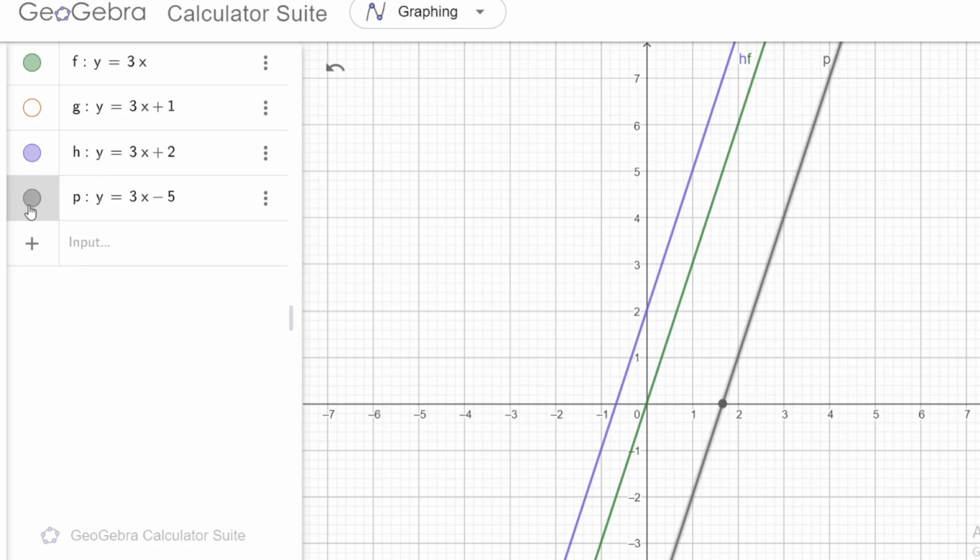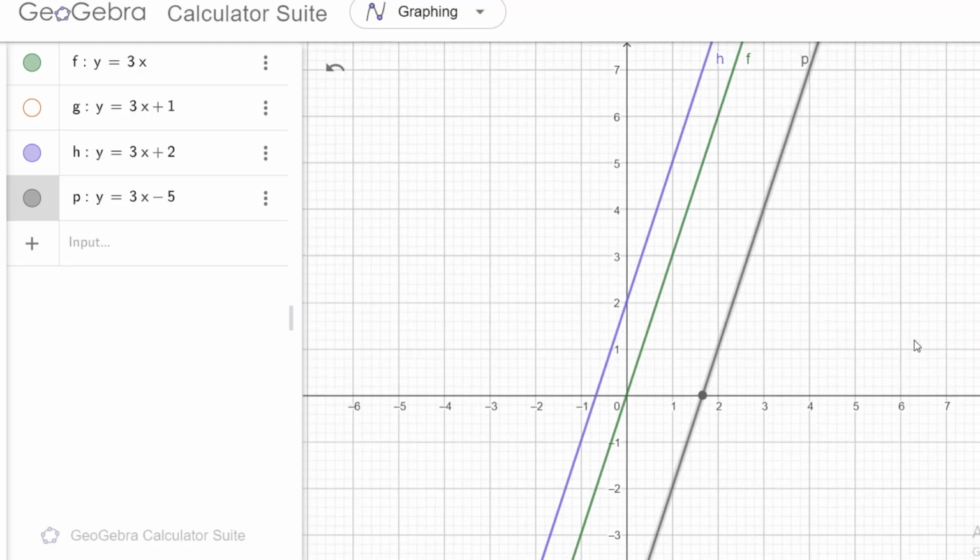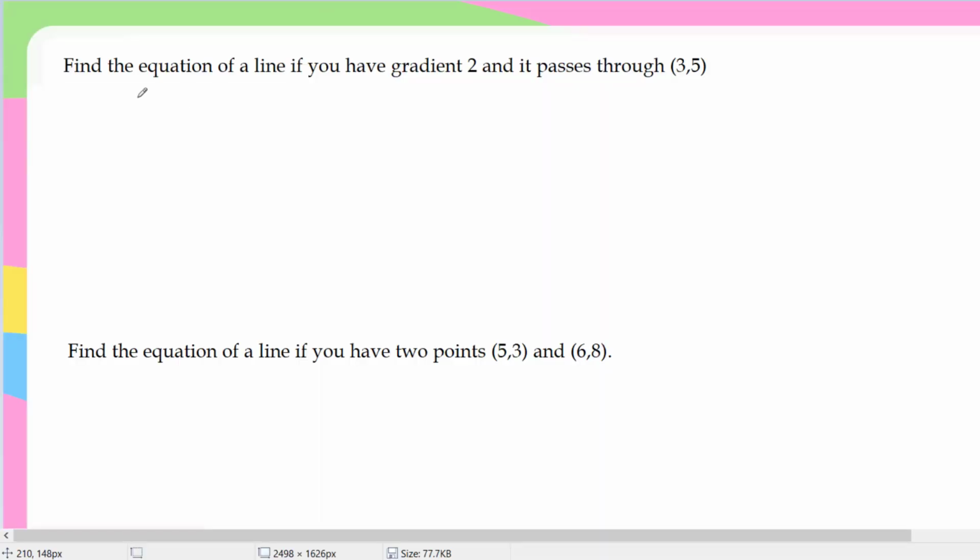If I am taking this one, y equal to 3x minus 5. So this slanting, the slope is 3x and it is passing through minus 5. If you know gradient and y-intercept, you can make an equation of this line. Now let's see an example.